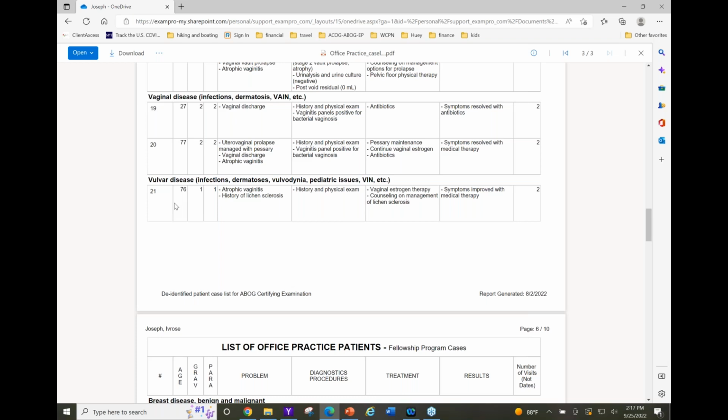Are patients with lichen sclerosis at increased risk for cancer? They are. They have an increased risk for squamous cell carcinoma. Does medical treatment of lichen sclerosis reduce the risk? I believe that it does, yes. But you would not recommend long-term maintenance therapy if their symptoms improved?